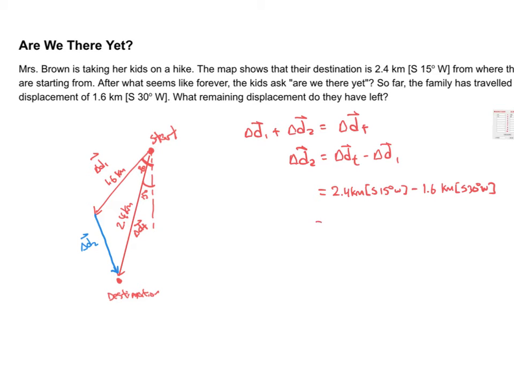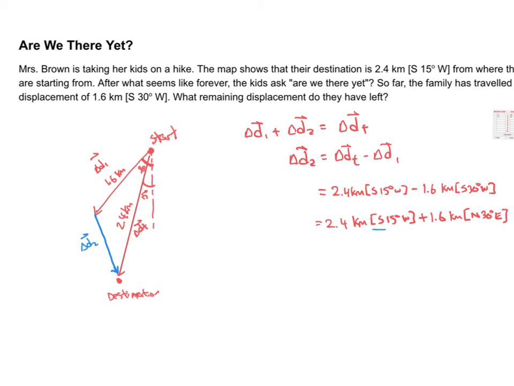So for subtraction, what I will do is change it to addition of the opposite vector. Okay, so change the subtraction to addition of the opposite vector. So I change south to north, change west to east. And then I can add these together in my online vector calculator. I have to get the angles worked out though.